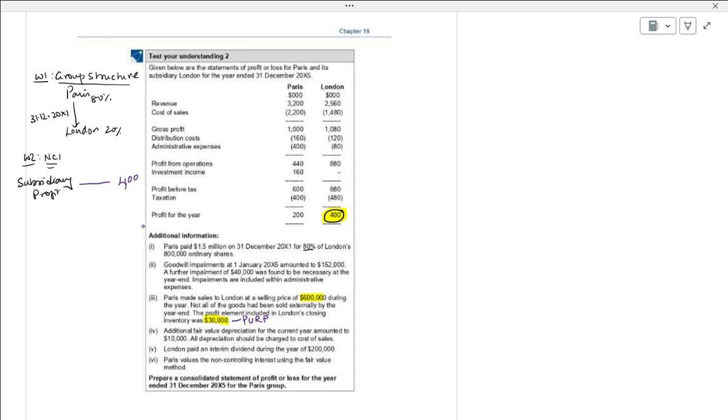Now, goodwill. How much is the goodwill impairment? 40,000. Minus impairment goodwill. This is in thousands, so 40. Next, anything else? Check.